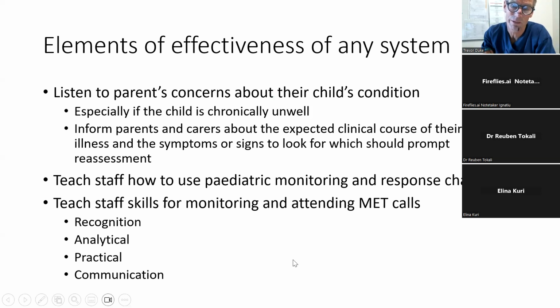We need to listen to parents' concerns about their child's condition. Parents are really smart in knowing what their child's baseline is like. And I think especially when we have children that are chronically ill, they don't have a normal baseline. And so if we don't know the child very well, we won't really know what their baseline is. So we should inquire with the family, what's the child like? What are they like at their best? Because then you'll get a good understanding of what the child's baseline is like.